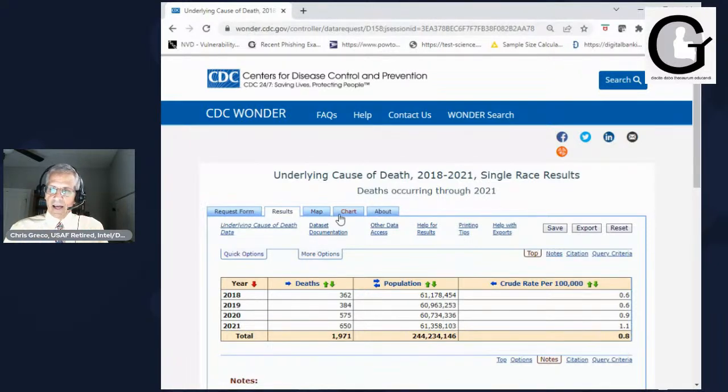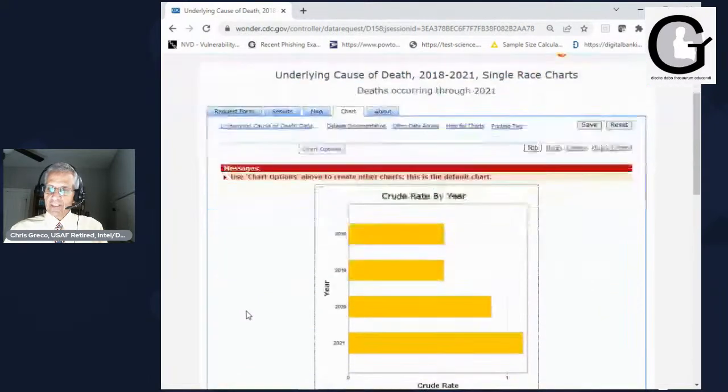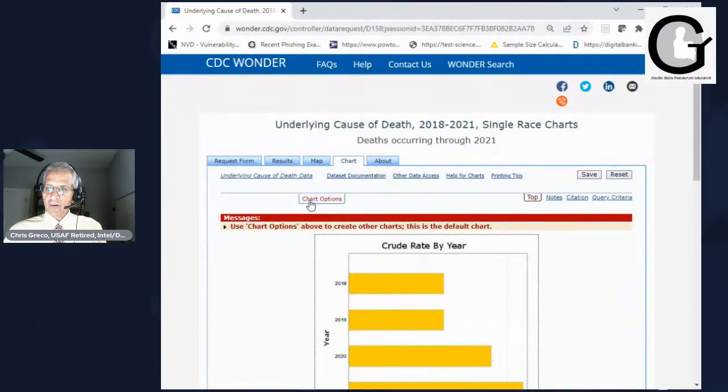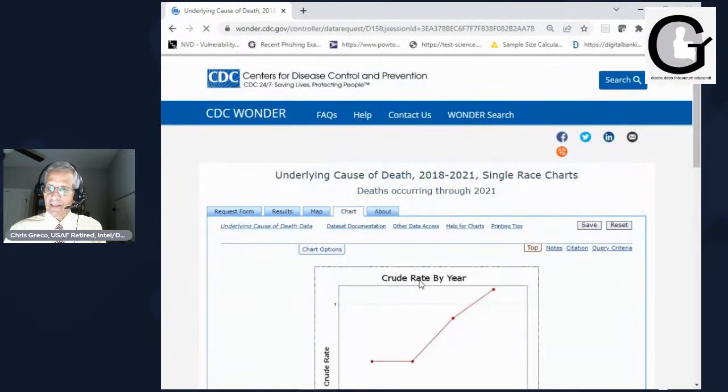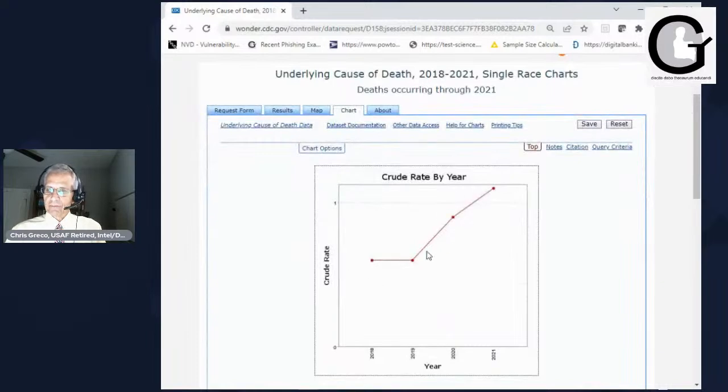Now, you can do a chart, and the chart is normally like that. You can also do chart options. You can change it to a line chart if you want. You can do vertical, and you can change the chart. And there's your chart here.